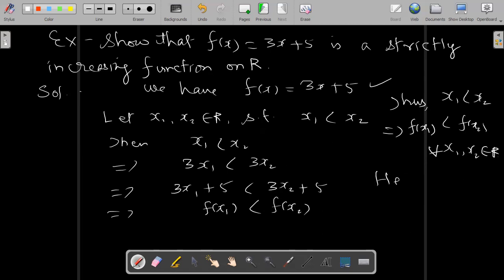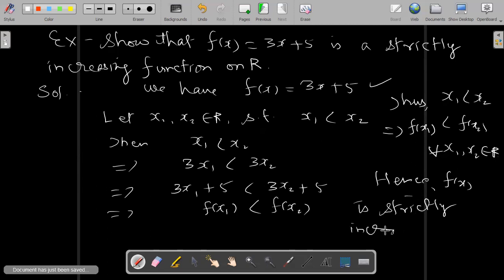Hence, f(x) is strictly increasing on real numbers. So like this we can prove.